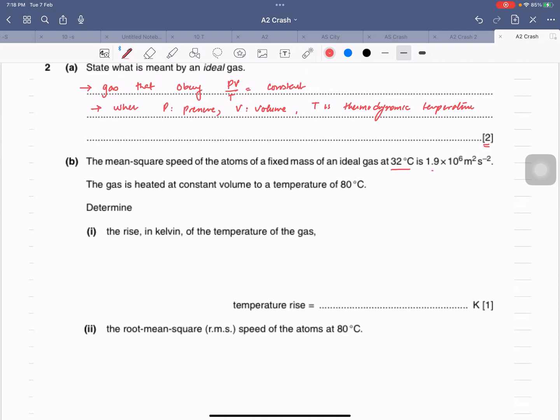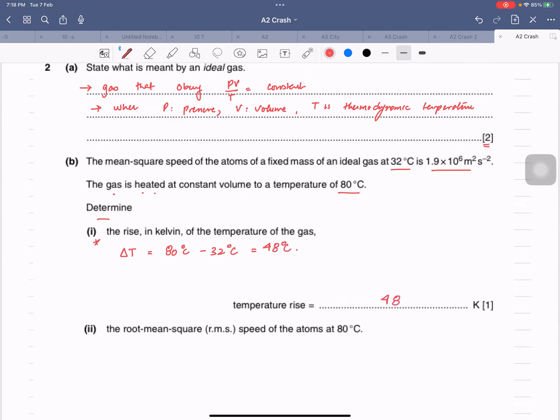Then it says the mean squared speed of the fixed mass of an ideal gas at 32 degrees is this much. The gas is heated at constant volume to this. Determine the rise in Kelvin. Just remember, if you find the change in temperature, directly do 80 degrees minus 32 degrees, which is 48. So the answer would be 48 kelvins.